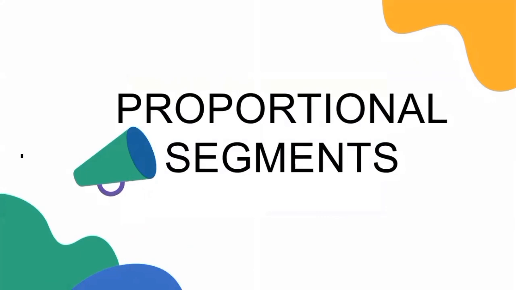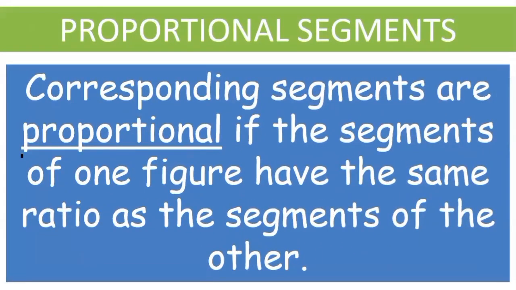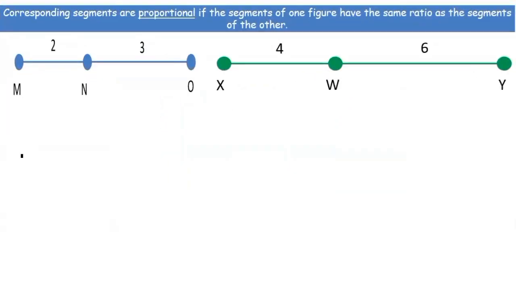We're back. We are now on our second video for today with the topic proportional segments. Let us now begin with the definition of proportional segments. When can we say that a proportion or a segment are proportional? Corresponding segments are proportional if the segments of one figure have the same ratio as the segments of the other. To deepen our understanding of this definition, let us have our figure or examples.